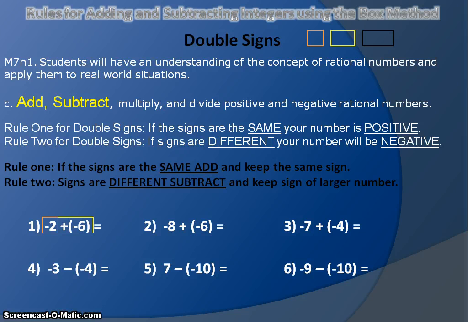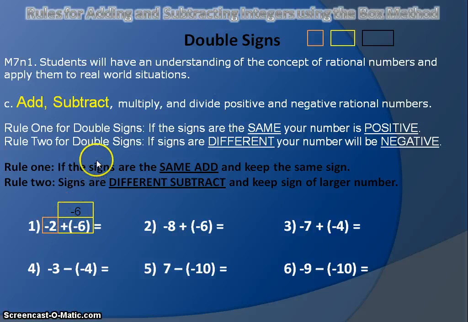So now we have to go up to our double sign rules and see which one applies to this question. Well, if we look up there, I notice I have a positive and a -6. So they're different signs, so rule 2 is what we'll be looking at. Different signs, your number is negative. At this point, go ahead and write your -6 and box it up. So now we'll be looking at these two numbers, -2 and -6.